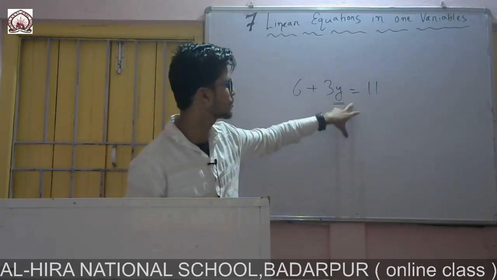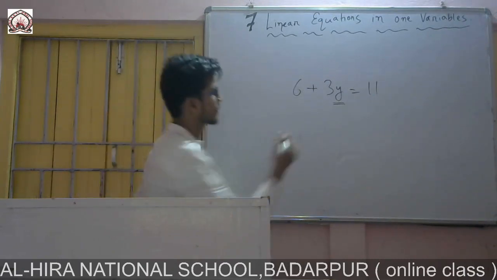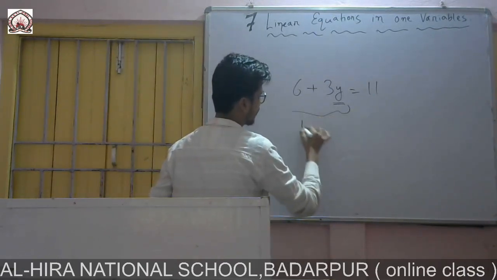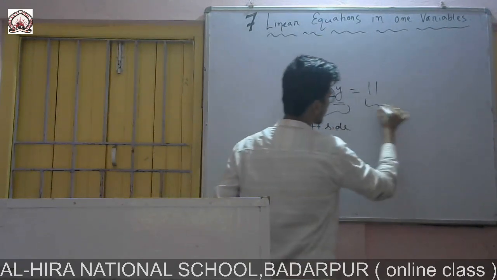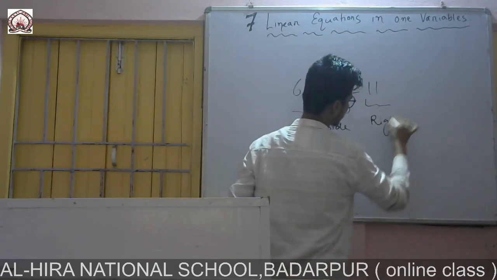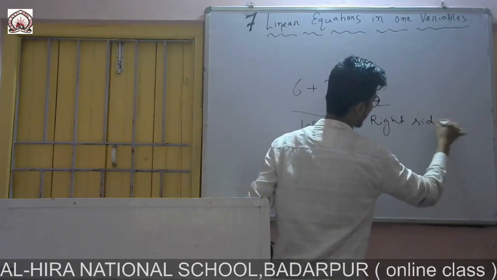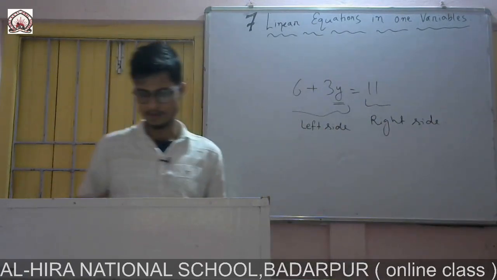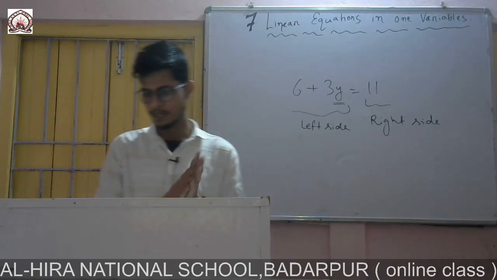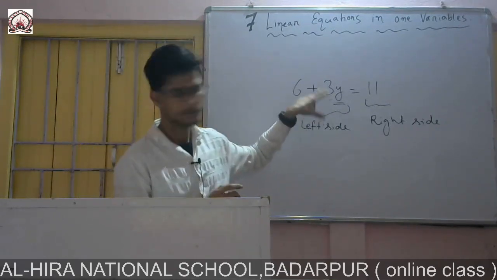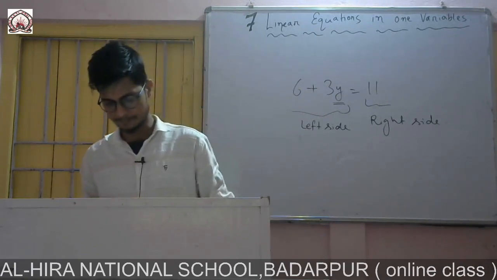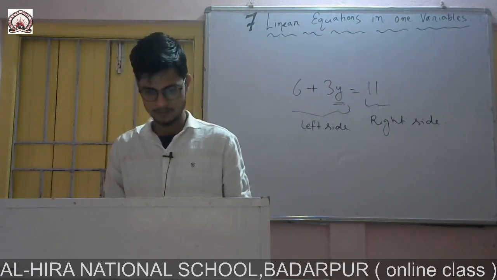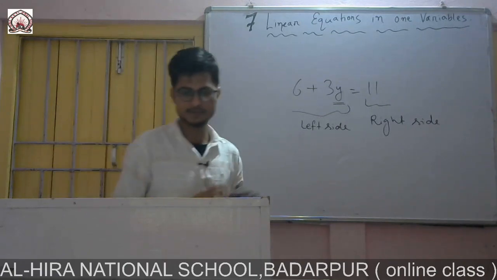The equal sign should be there, and this side of it is called the left side, and this is the right side. So a statement of equality which contains an unknown variable, an unknown quantity, is called an equation. Now let's begin exercise 7a.